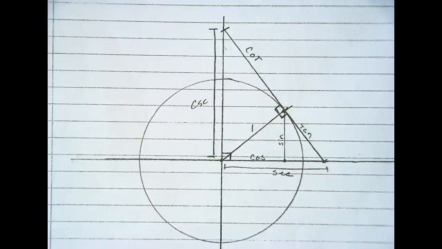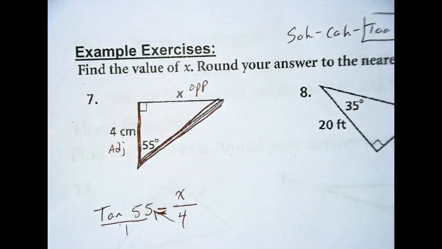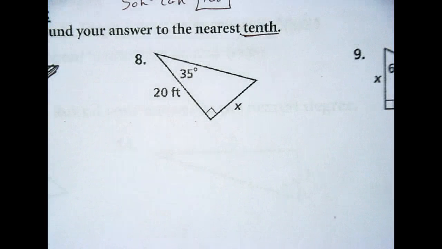It also represents, if you want to think of it this way, tangent always represents sine divided by cosine. Like on this last problem we did, if you divided the sine of 55 by the cosine of 55, you would get tangent 55. Okay? All right, we're on number 8. Give it a go.